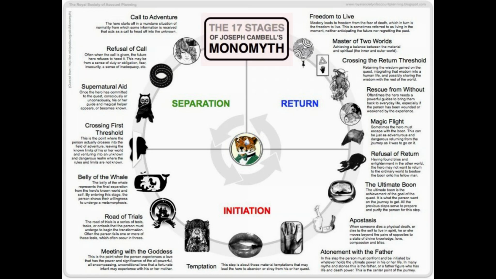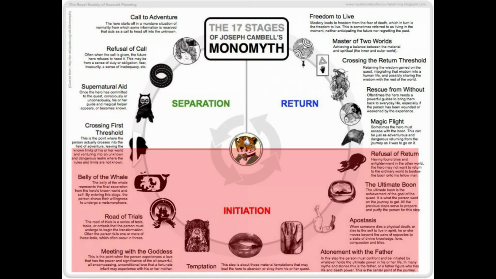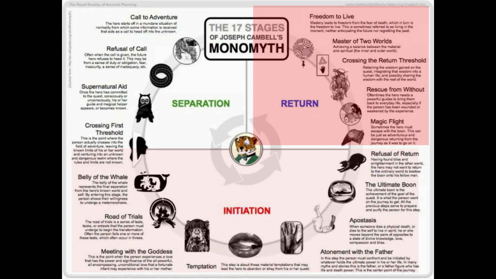What we see is the 17 stages of Joseph Campbell's monomyth. And right here at the top, if we take a look, as we start moving in a counterclockwise direction around this, it's a pattern. It's a cycle that we're going to take. At first, there's a separation. You see that in this whole first section. Then there is an initiation down below, and then a return.